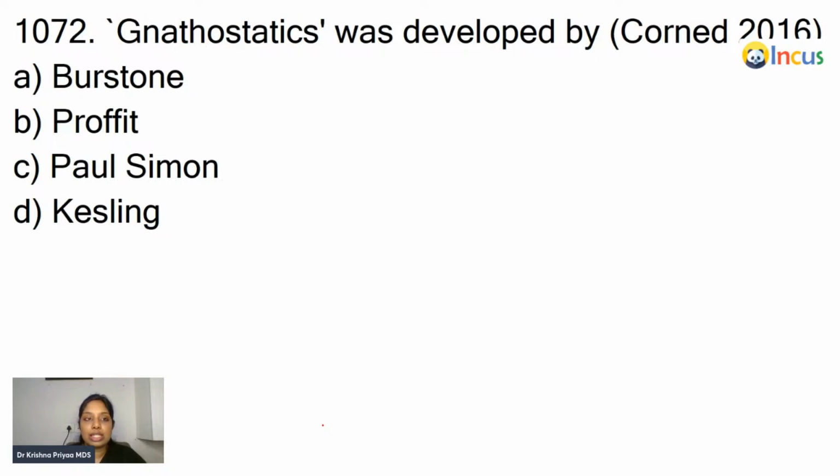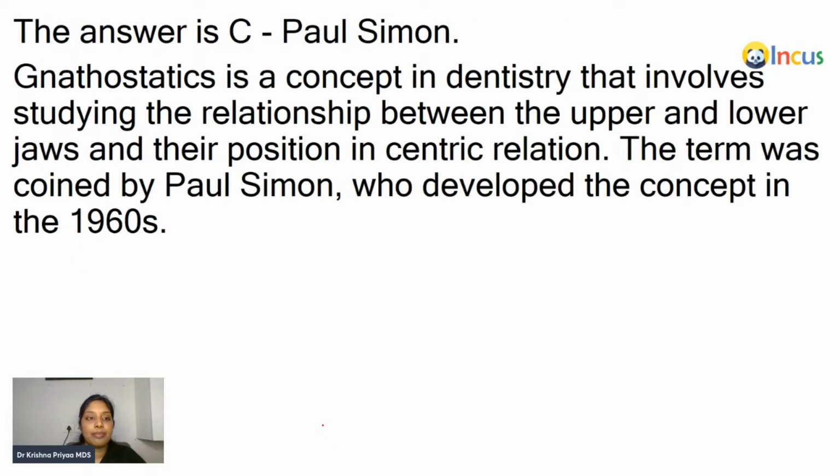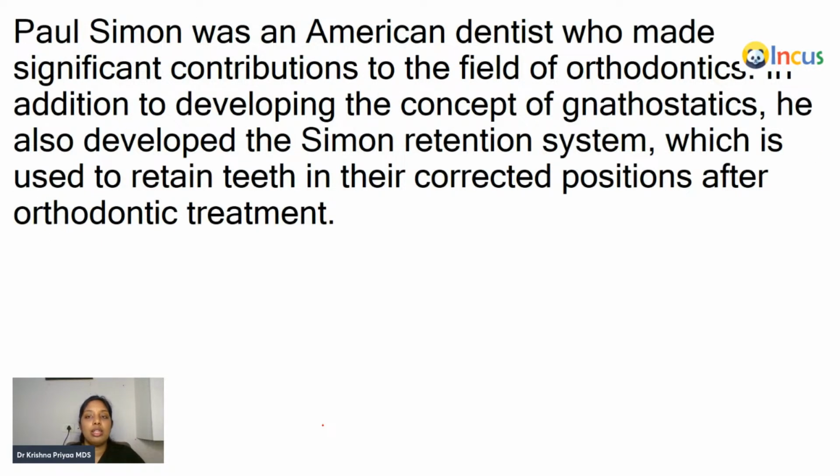Gnathostatics was developed by Paul Simon. This is a fact and you have to memorize it. Around 1960, he coined the term gnathostatics, a concept which involves studying the relationship of the upper and lower jaw and also their position with respect to centric relation. He also developed the Simon retention system, which is basically used to retain the teeth in their corrected position after orthodontic treatment.